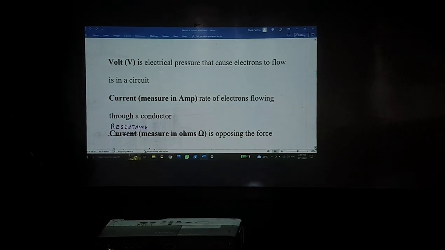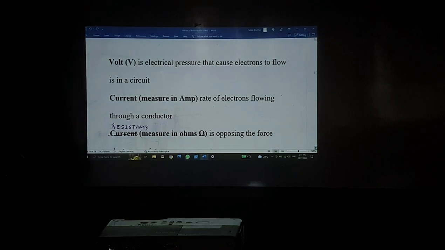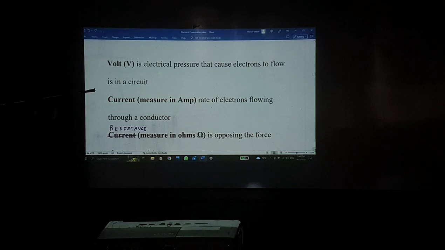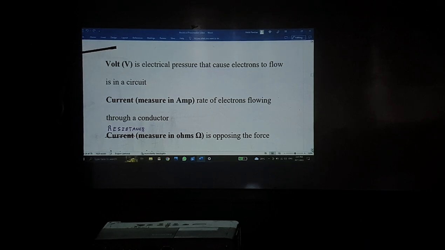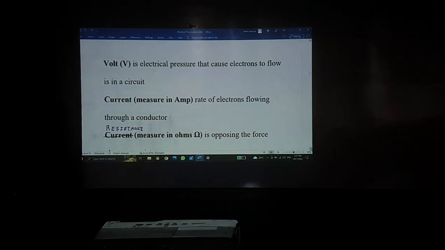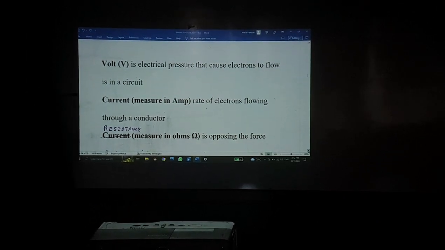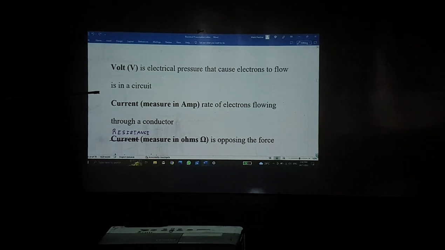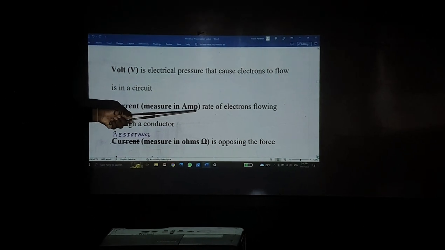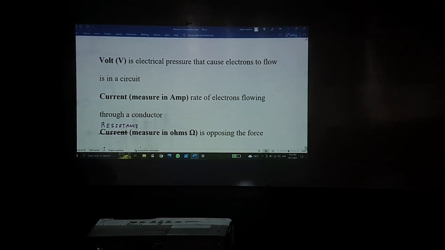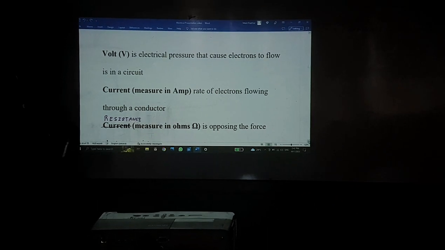Then we have current. Current is measured in amps and is the rate of electron flow through a conductor. Remember, the higher the current, the bigger or thicker the conductor. So if we have a small amount of current flowing, then we need a thin conductor, a thin piece of wire. And if we have high voltage and high current, we need a thick one. Remember this, when we calculate a rate, it's something over something. We're talking about more than one variable. Rate versus time, or time versus distance, alright?